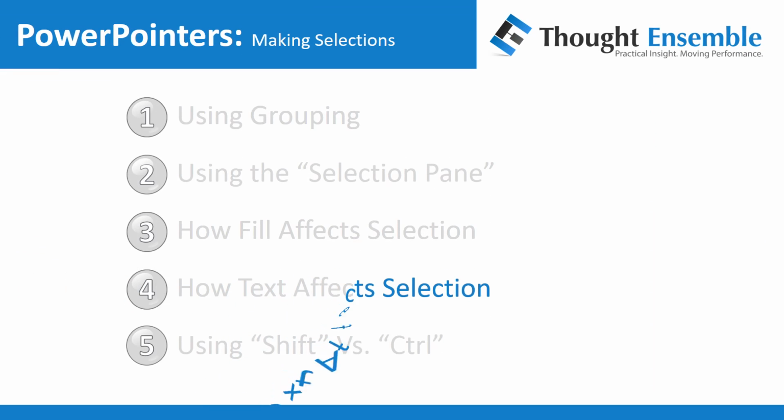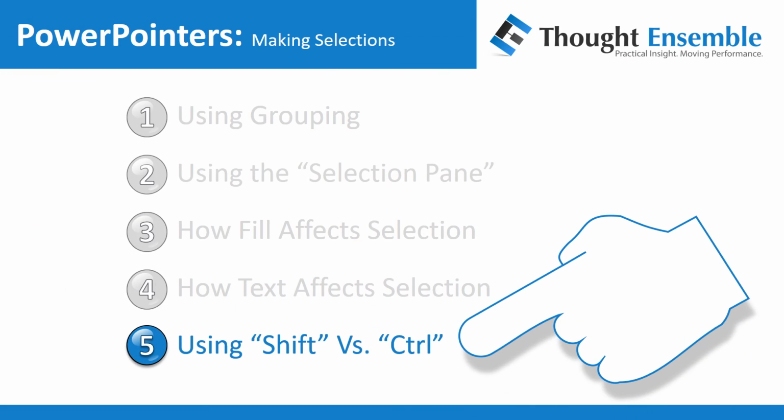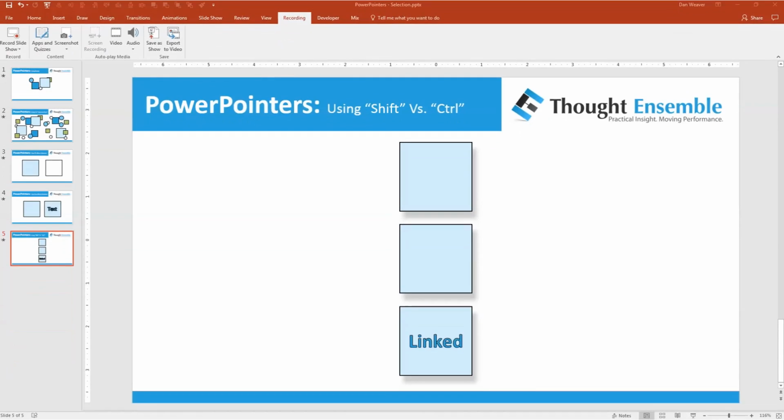Lastly, let's talk about the Shift and Control buttons on your keyboard and how they can be used to help make selections. When selecting multiple objects on your slide, you can click and drag, or if you want to select objects more specifically, hold down the Shift key on your keyboard and then click on the objects. Click them once to select them and again to unselect them. You can do the same thing by holding down the Control key on your keyboard.